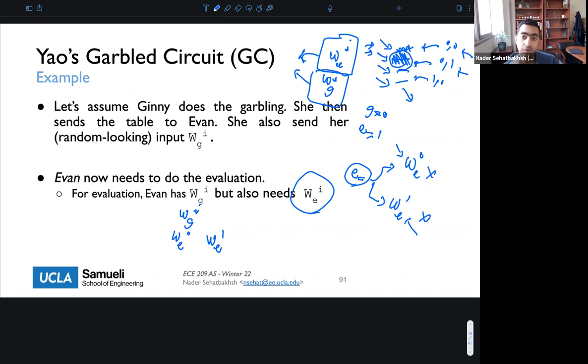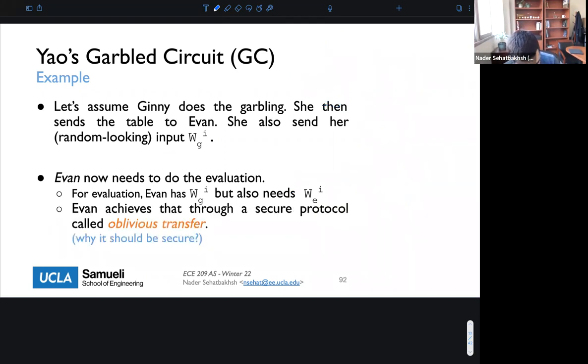So Genie only needs to send one of these two inputs to Eve, right? But then the question is, let's say Eve has input 0. If Eve just tells Genie, send me WE0, Genie obviously will very quickly understand that E is equal to 0, right? So Eve cannot just say, give me label WE0, because that implicitly means that my input is equal to 0. And on the other hand, as I said before, Eve cannot ask for both of the labels.